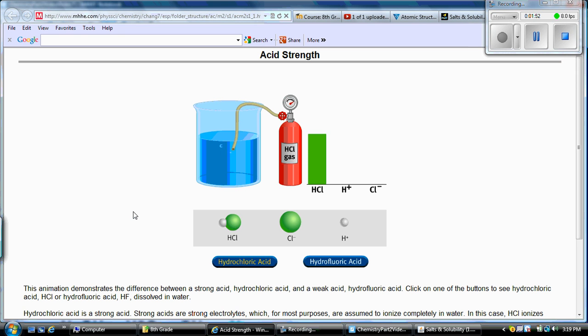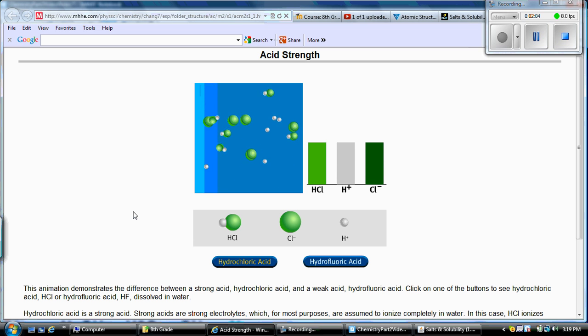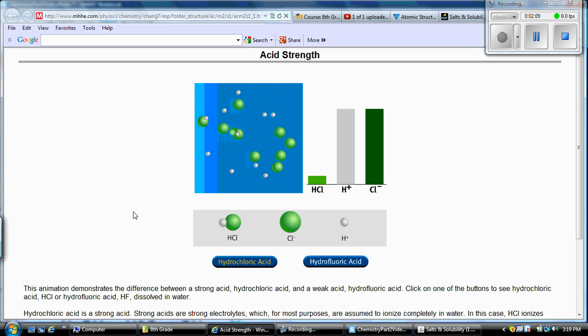Hydrochloric acid is a strong acid. Strong acids are strong electrolytes, which for most purposes are assumed to ionize completely in water. In this case, HCl ionizes completely to hydrogen ions, H+, and chloride ions. This is better represented as hydrochloric acid donating an H+ to water, producing hydronium ion, H3O+, and chloride ion. The role of water in this reaction was not shown to simplify the animation. You can think of H+ as a shorthand representation of H3O+.